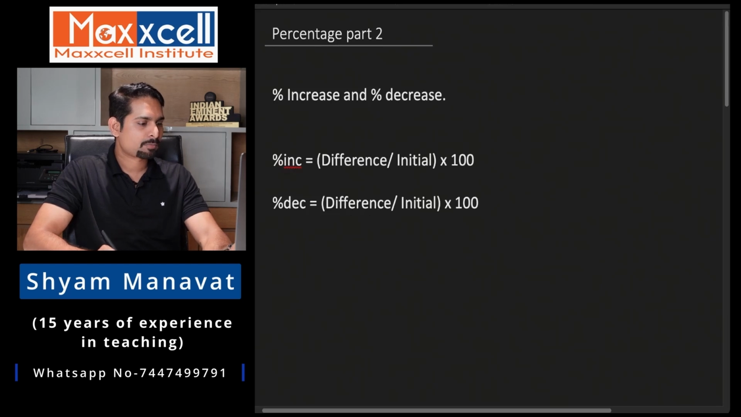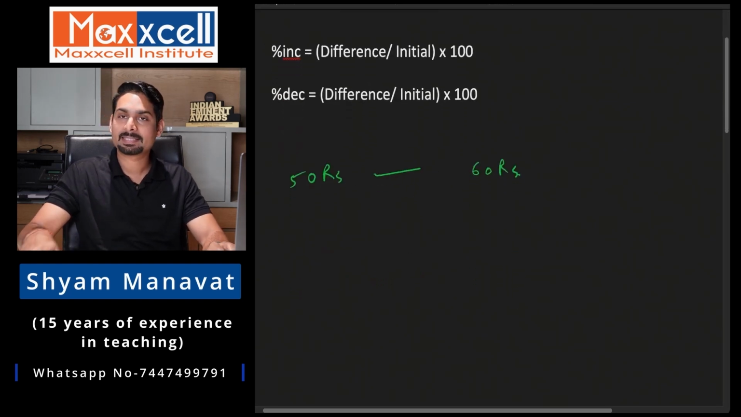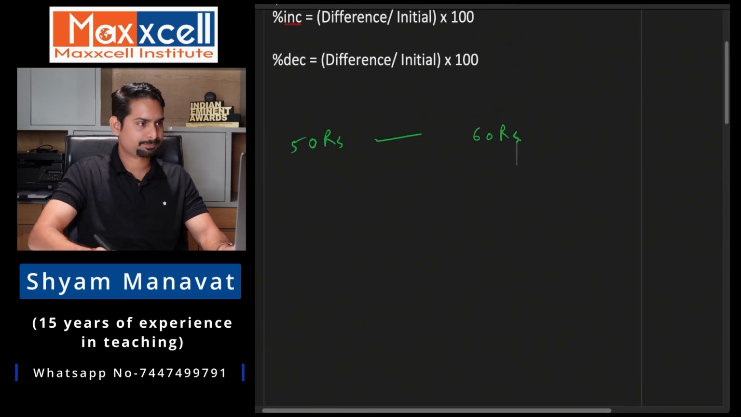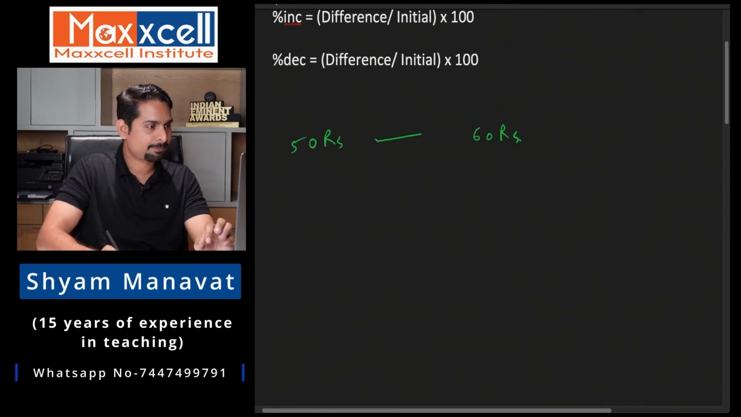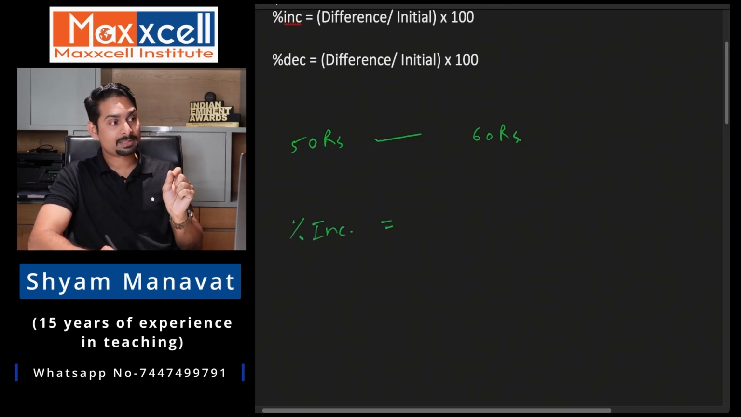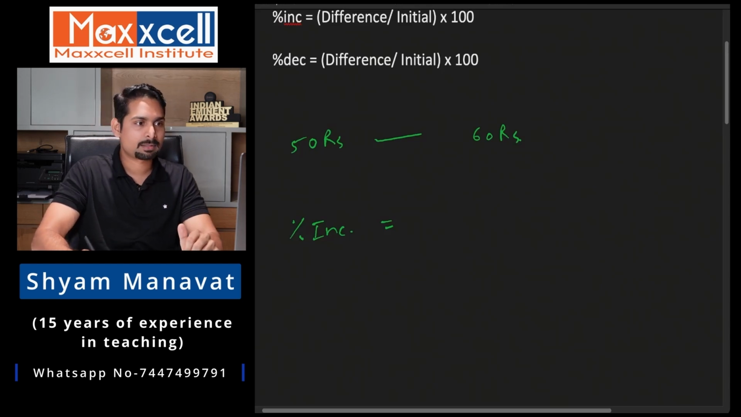So let's take an example. Let's say half a dozen eggs, which earlier cost 50 rupees, now cost 60 rupees. Here we need to find the percentage increase in the price. So what will you do? You will apply the percentage increase formula, and as I said, just take the difference. What is the difference between 50 and 60? Of course, that's 60 minus 50, which gets you 10.